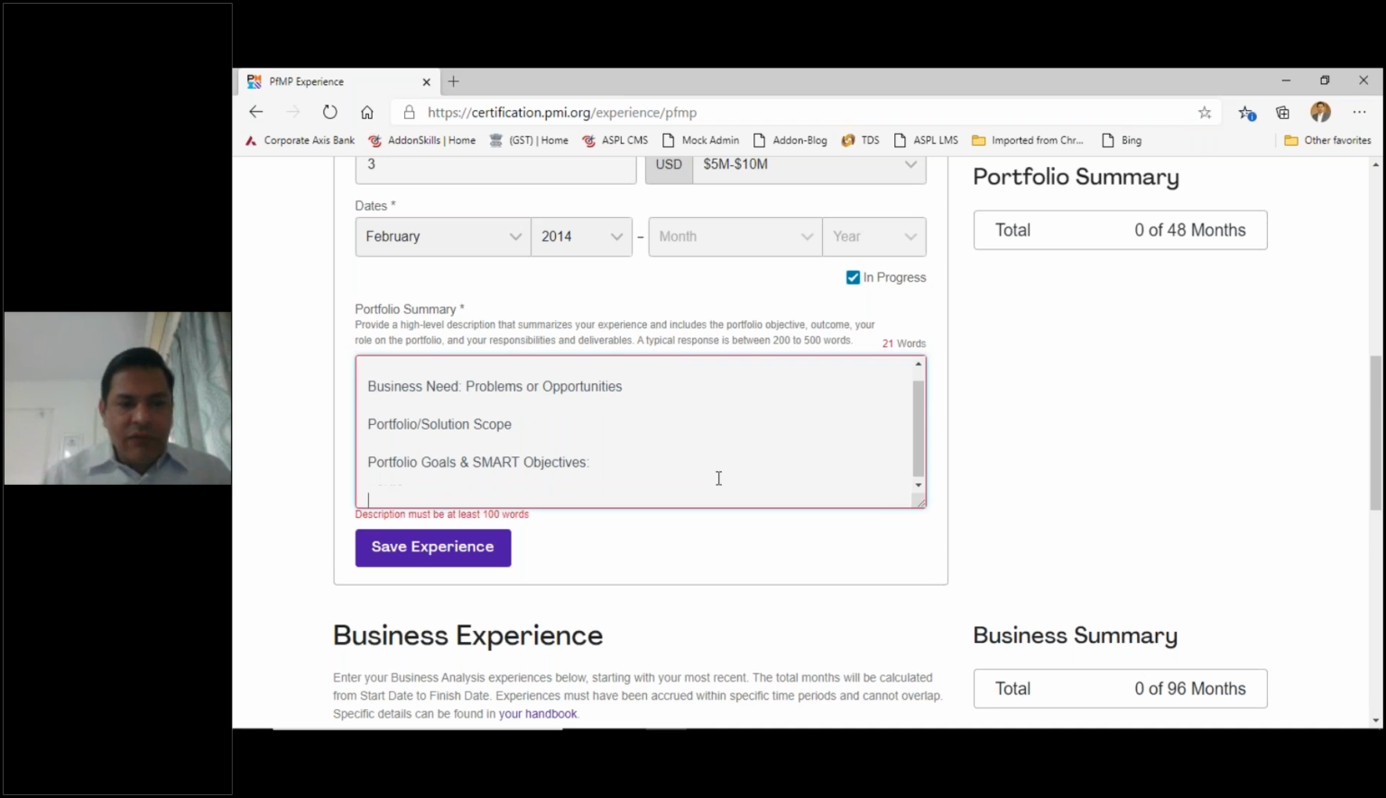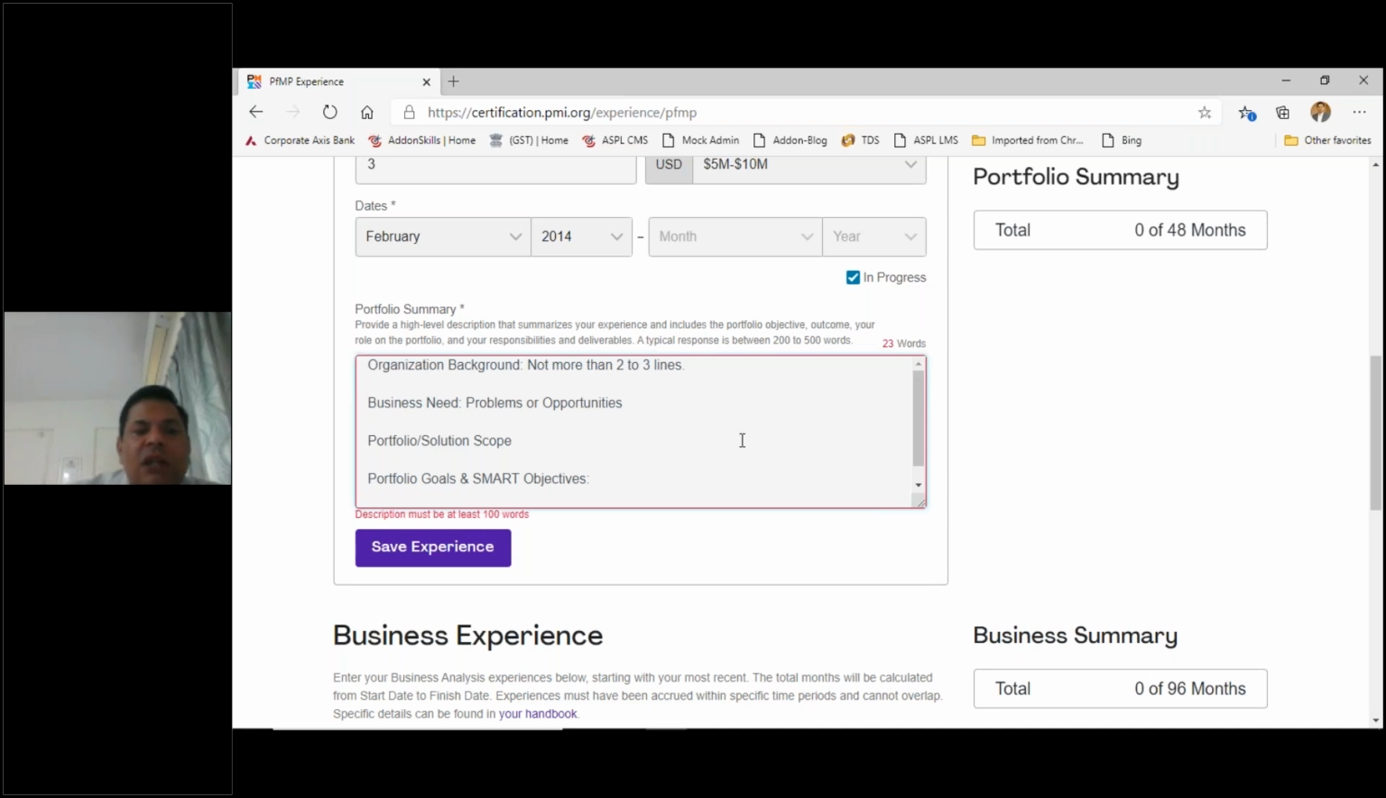Then you can also write your portfolio role. What was your role in the portfolio? You can say you are a portfolio manager and your role was to understand the organization strategy, understand the current problems and opportunities, and define a solution which will meet the portfolio goals and objectives. That is what you should write briefly as your role. So this is roughly the structure. If there is a customer, you can also write briefly about your customer organization.